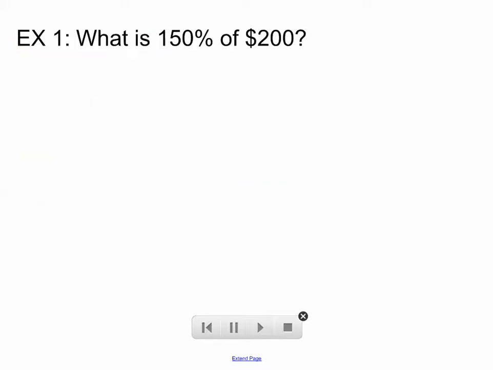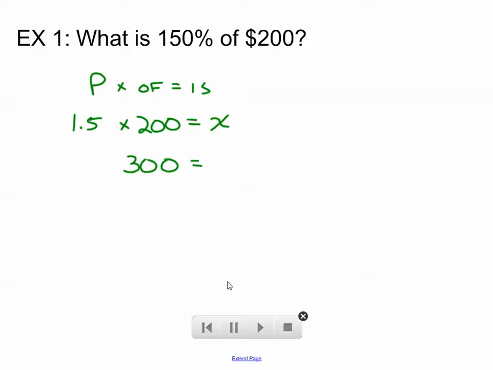All right, what is 150% of $200? Okay, so we're going to use the percent equation. Percent times of equals is. The question is, what is each one of these variables? The percent is definitely 150, but we don't write it as 150%. We always change it into a decimal, 1.5. The of is $200, so of 200. And then our is what we're being asked. What is? So we're just going to multiply these two numbers, and 1.5 times 200 is 300.